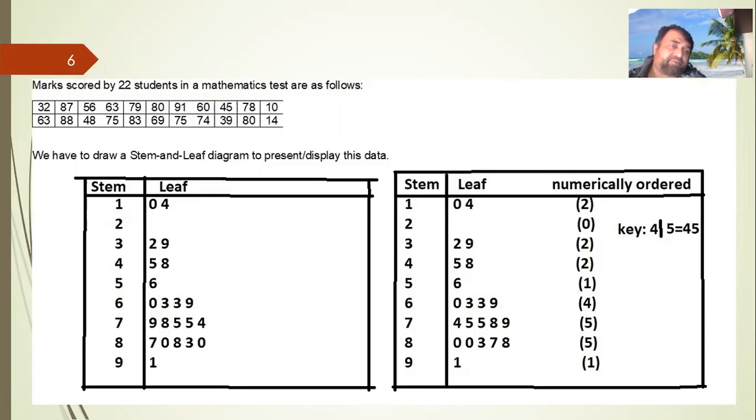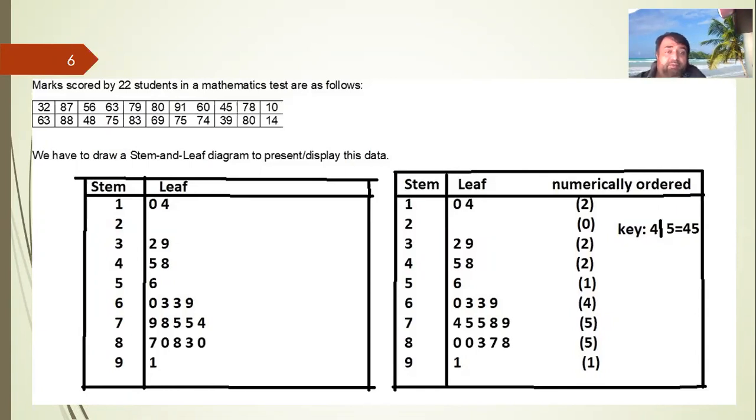So now next, stem 3. You see 32 is the data here, so for 32 we are putting 2 here. Then there is the data 39. Where is 39? Yeah, here, 39, so I'm putting 9 here. When I take a value, I have to cross out the data from the table, so that no data is missed out or taken twice or more. We have to always cross out the data when picking from the table.